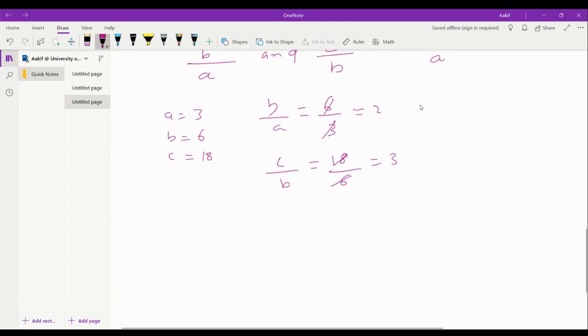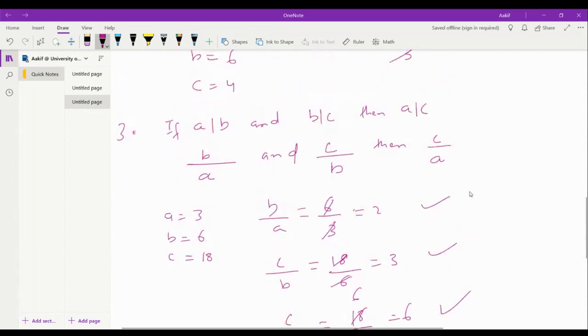Now so far we were fine with this. Now let's check whether C is divisible by A or not. So this will be equal to 18 by 3, and this again is true: 3 times 6. So this property of the theorem also holds true.